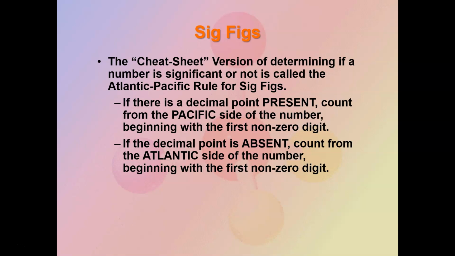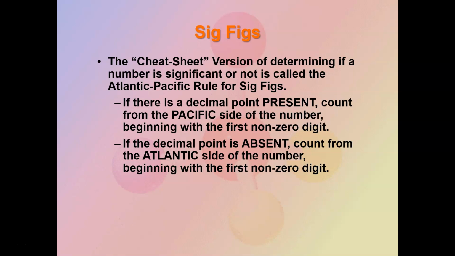Meanwhile, if the decimal point is absent, meaning there isn't one, we go to that Atlantic side, that right-hand side, that East Coast side, and we once again go until we find our first non-zero number, and once we found it, every number after that becomes significant. So you just have to ask yourself, is the decimal absent or present? And go towards the center of the country from whatever side you start on.